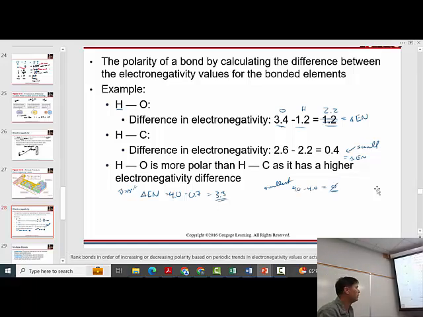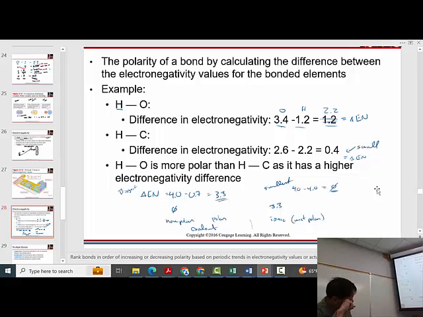So the range of delta ENs goes from 0 for the smallest up to 3.3 for the biggest. At 0, we have nonpolar. At 3.3, we have ionic. It's the most polar. And in between, we have polar covalent. So there's going to be some kind of dividing line here between the covalent and the ionic.